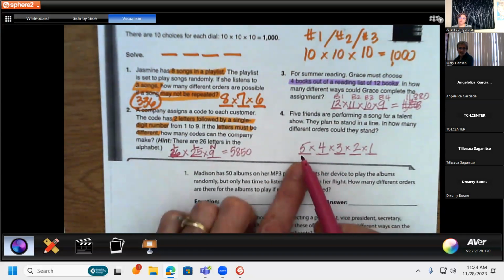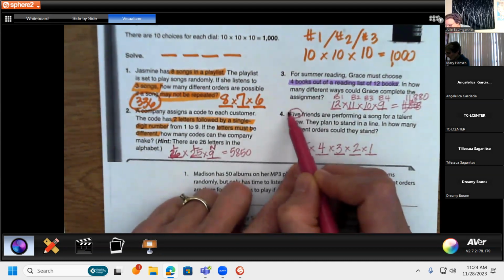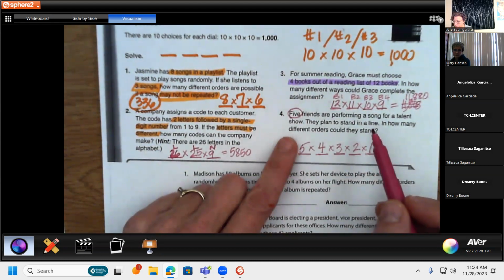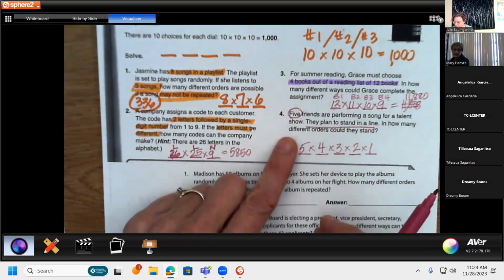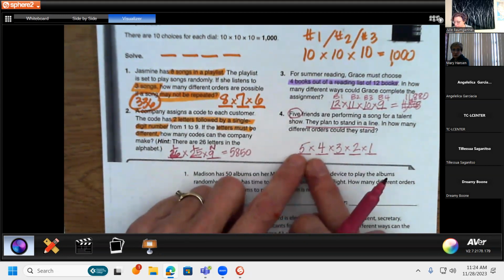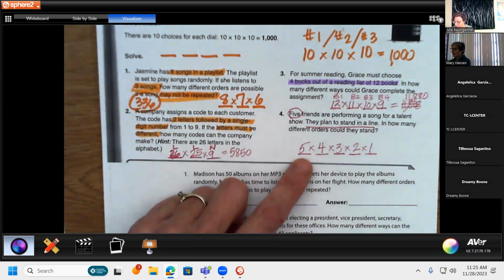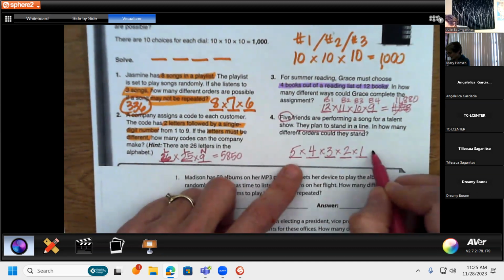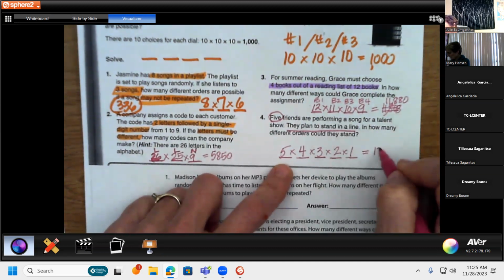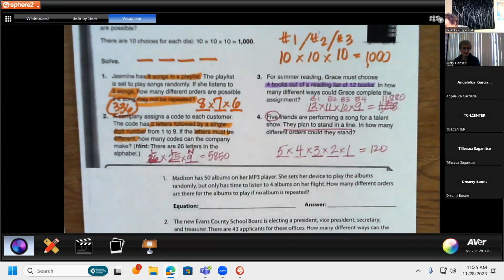The times that you're going to count all the way down to 1 is when you have a group and you're going to use all of the group, because all of them are going to stand in the line. That's how you know when you're going to end up using all the numbers, like from 5 all the way down to 1 or 7 all the way down to 1, is when everybody in the group is participating. And so it's going to be the same answer as example 1, which is 120.